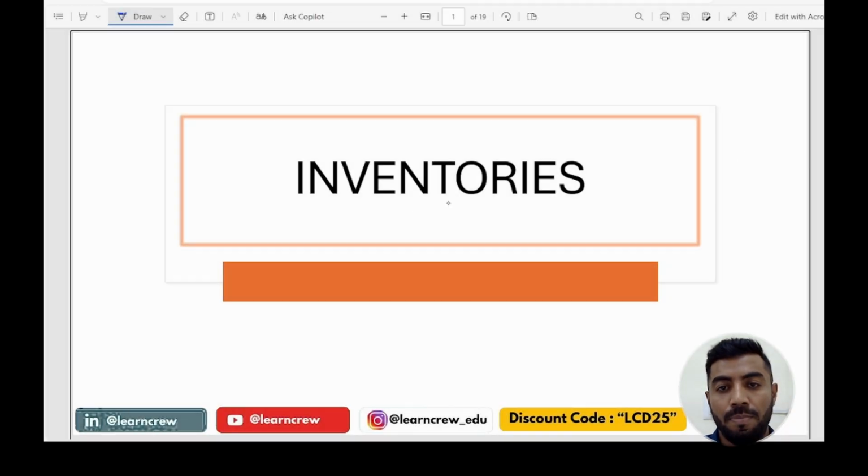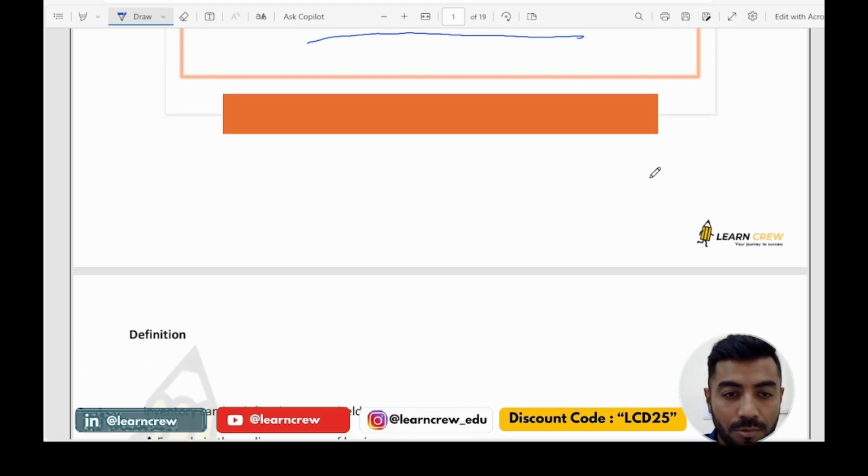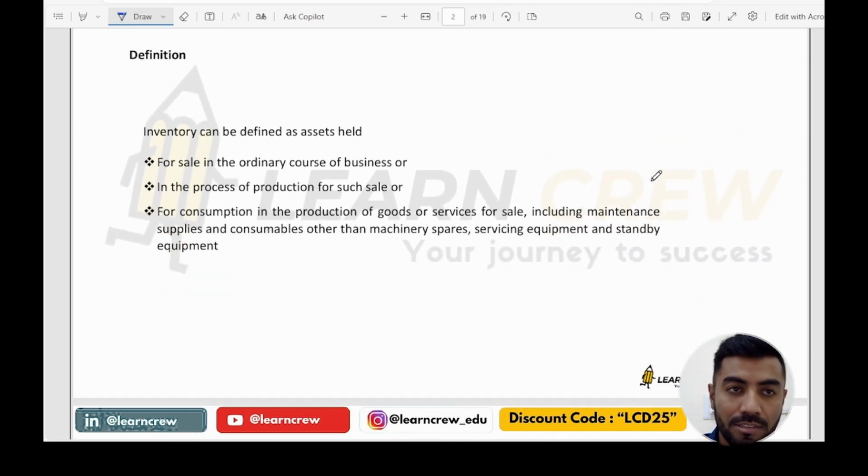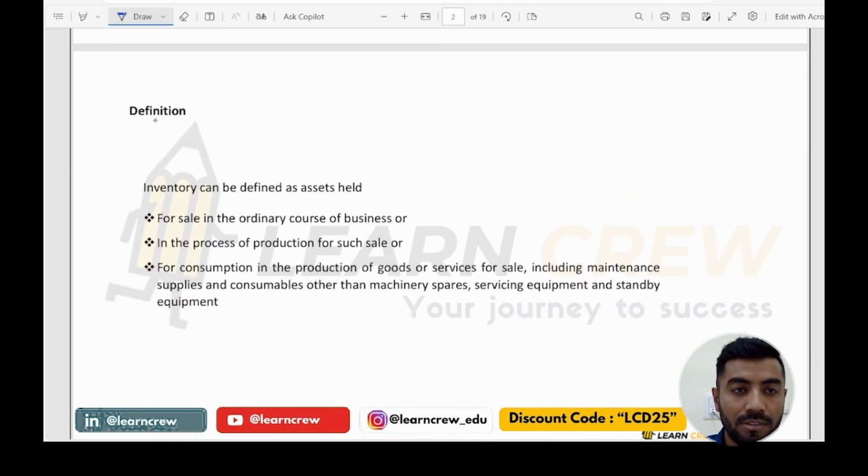Hello, students. In today's class, we're going to discuss the topic inventories. This is a continuation of the revision series. First thing we'll learn in inventories is the definition. This definition is very important.